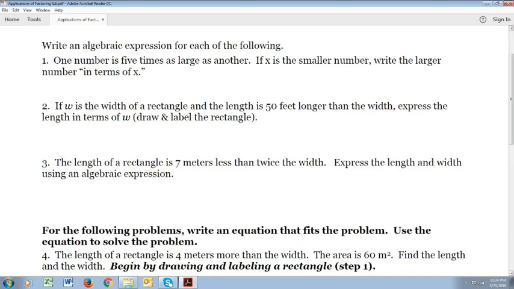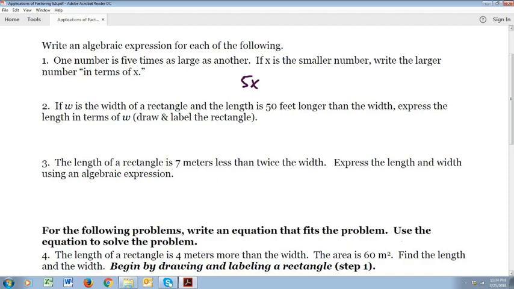So the other number is 5 times as large as this smaller number, so that would be 5 times x. So for example, if x were 10, then that would be the smaller number. The larger number would be 5 times that. 5 times 10 would be 50. So whatever x is, the larger number is 5 times bigger. That's how we would write the larger number, 5x.